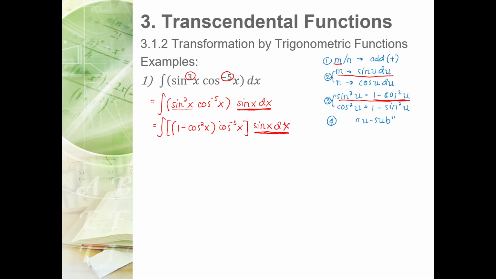So next, we distribute the terms. Distribute. So you have cosine to the negative 5x, then cosine squared, then cosine to the negative 5. So similar terms. So that's multiplication of exponents, right? It's in your exponential properties. So this will be cosine to the negative 3x. So sine x dx. Okay.